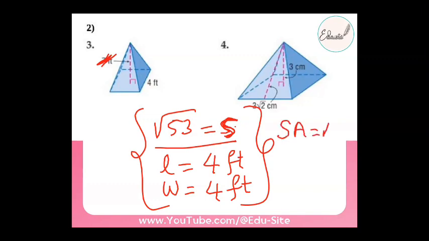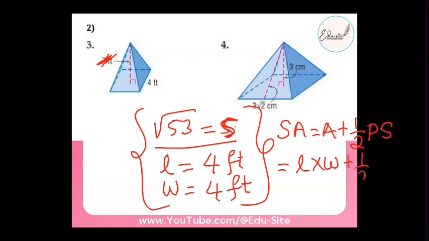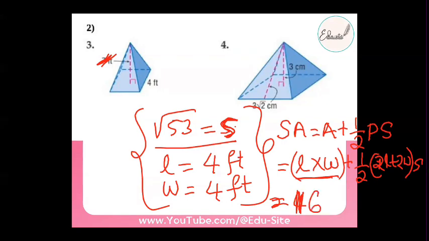It is area of the base, that is rectangle, plus half into perimeter of the rectangle into the slant height. Correct? What is the area of the rectangle now? Length into width plus half into 2 times the length plus 2 times the width into the slant height. What is length into width, beta? 4 times 4. Excellent. What is 4 into 4? 16.